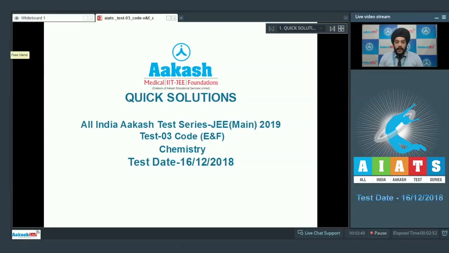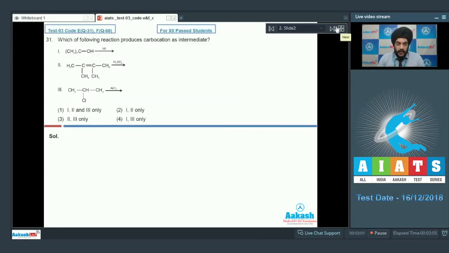Hello everyone. Today we'll be looking at some quick solutions of the chemistry section of All India Akash Test Series JEE Main 2019 Test 3 Code ENF. So let's start with the first question. Question number 31. Which of the following reaction produces carbocation as an intermediate?